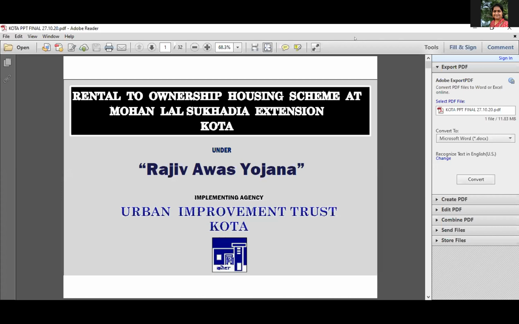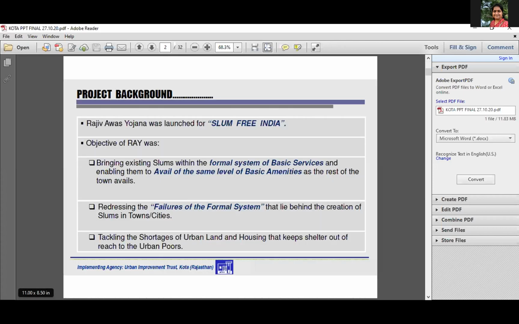Okay. So we have developed a rent-to-ownership housing scheme in Kota under Rajiv Awas Yojana. The scheme was sanctioned by the Ministry of Housing and Urban Poverty Alleviation. As you know, the Rajiv Awas Yojana was launched for the slum-free India concept. Its objective was bringing existing slums within the formal system of basic services and enabling them to avail of the same level of basic amenities as the rest of the town.